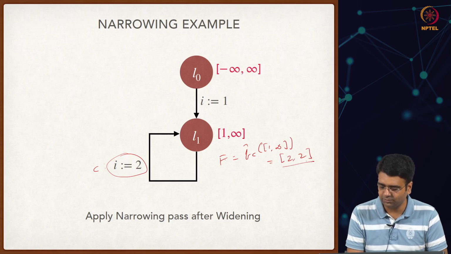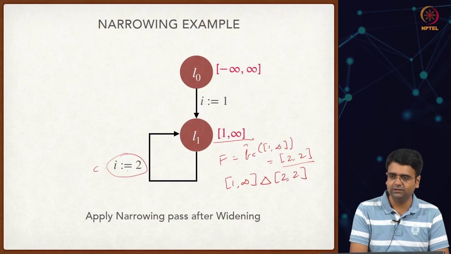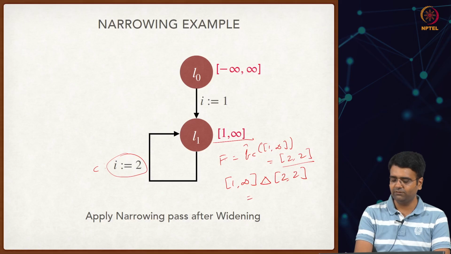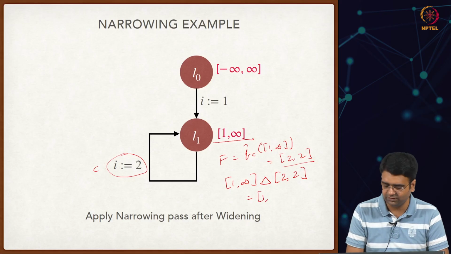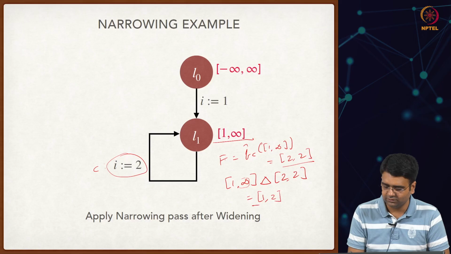Now, this new value that you obtained, you use the narrowing operator with this new value and the original value at the location L1. So you will apply the narrowing operator in this fashion: 1 comma infinity, which was the original value at the location L1, and 2 comma 2, which is the new value that you have obtained. Now you use the definition of the narrowing operator for the interval domain. Remember the way it was defined: you look at the lower bound. If the lower bound is minus infinity, which it is not, it will remain 1. Then you look at the upper bound. If the upper limit here is infinity, then you consider the upper limit of the second interval. So you will get 1 comma 2. This 1 comma 2 will be the new value at the location L1.